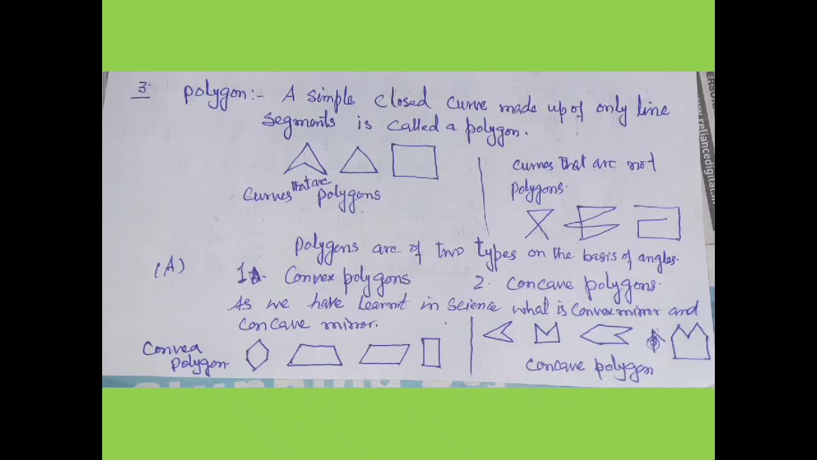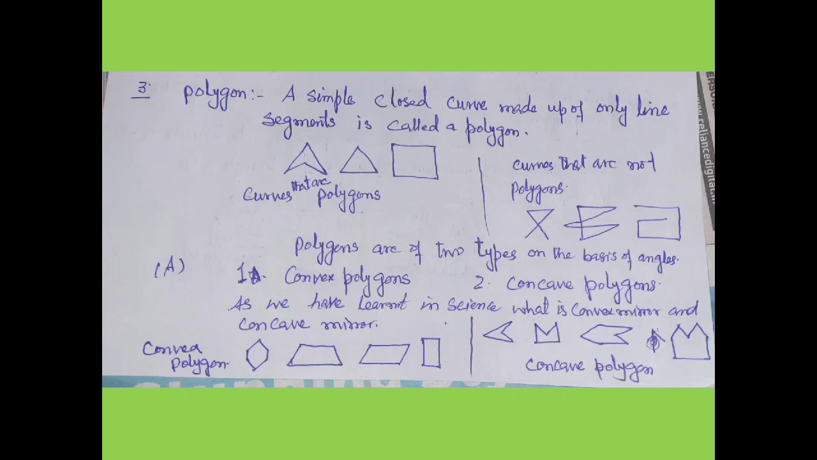So the curves that are polygons have been shown under part one, and the curves that are not polygons are the ones where the curves cross each other. They are not simple curves. Either they are open, or they have crossed over the other sides, so they are not polygons. Polygons are simple closed curves made up of line segments.